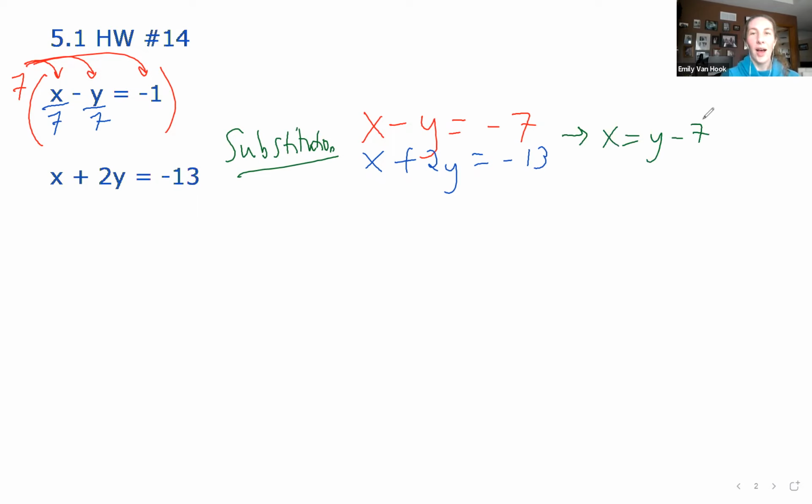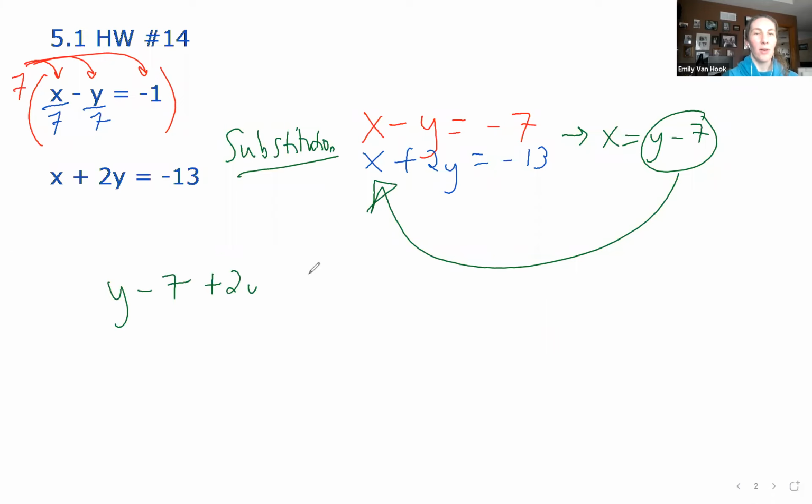Because if I do plus y on both sides, I would end up with positive y minus 7. And now I can substitute into that other equation. So I can replace x with y minus 7. So it becomes y minus 7 plus 2y equals -13. And now I can solve for y. So elimination would have worked great as well. It really doesn't matter. Solve by the method of your choice. So I'm going to keep going. I substituted for x. Now I'm going to solve for y.